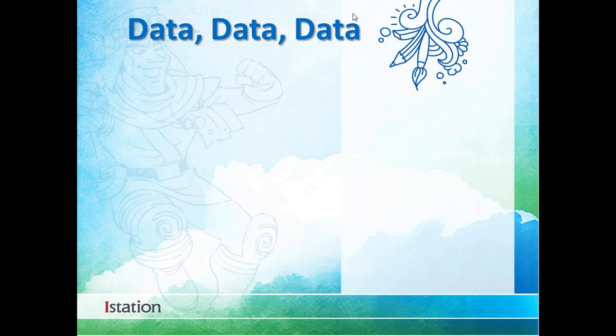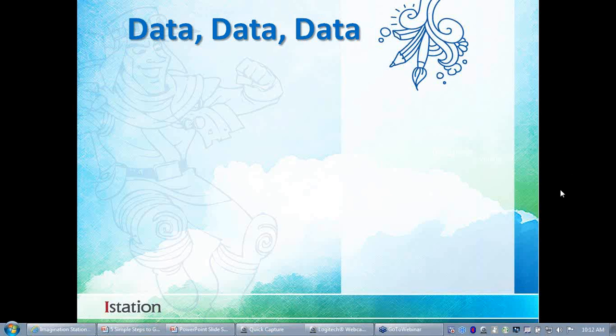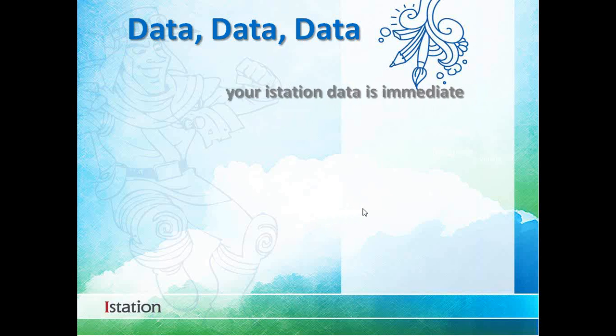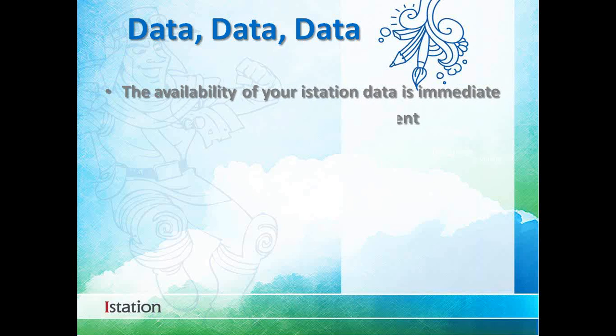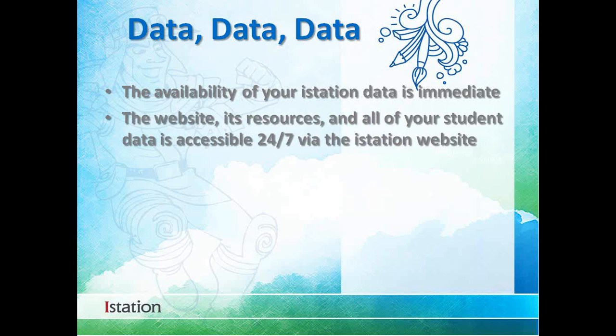And we're going to talk about a really key feature for all of you that are using iStation. This is really what it boils down to, is the data. Getting that data on how students are performing. So we're going to be looking at the data being available immediately to all of you. And that's very key because with information comes power. So if we can get that data right away in your hands, it's going to really help to inform instruction. So all of your data will be available on our website for teachers and administrators in an immediate fashion. Website, resources, all your student data, like I've said before, is available 24/7 via the iStation website.